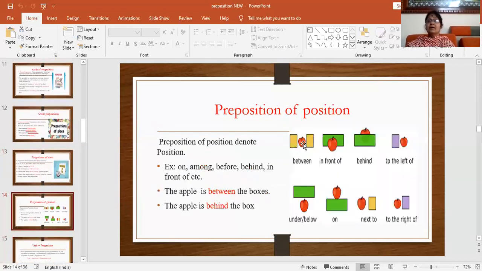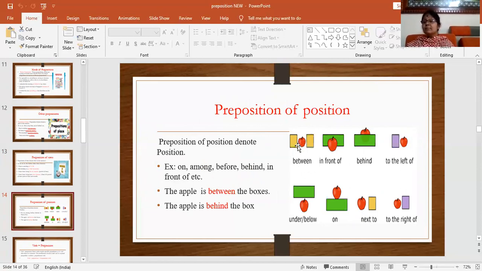Next is prepositions of position. Prepositions of position denote position, right? For example, we use on, among, before, behind, in front of, etc. Now look at these examples.